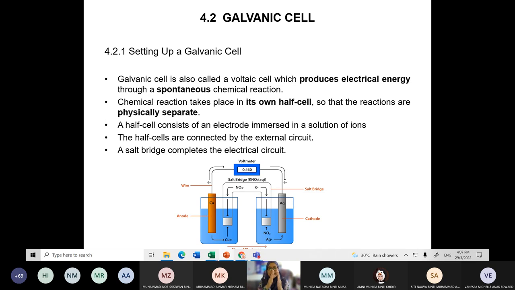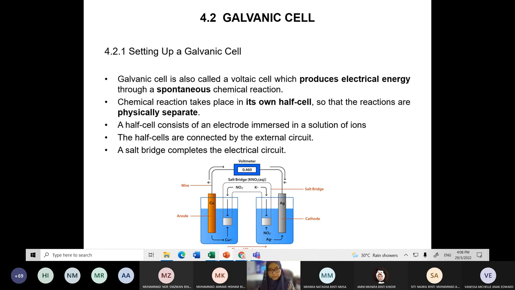So the negative ion from the salt bridge will be moving towards the negative side to neutralize the charge build up. So that's very basic. Those are the basics that you need to have in order to set up a galvanic cell.